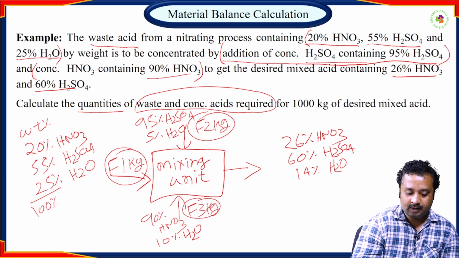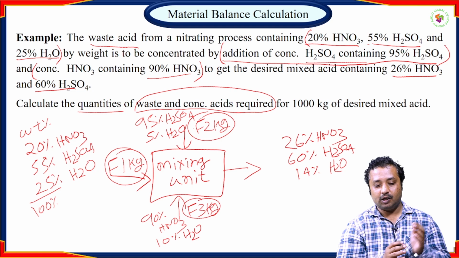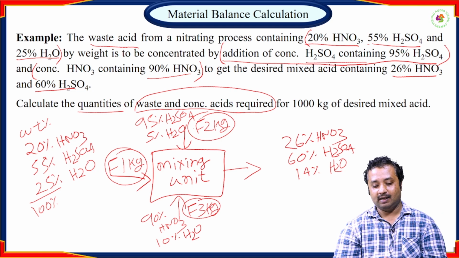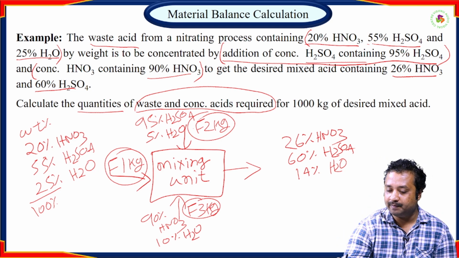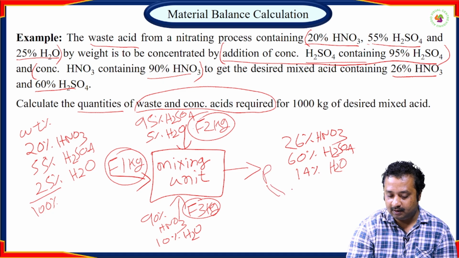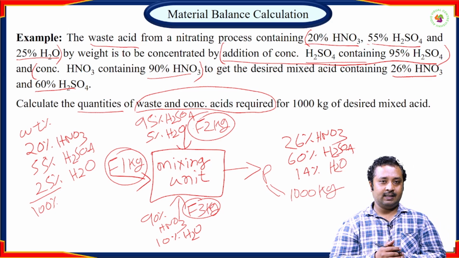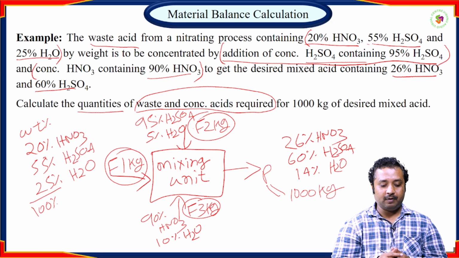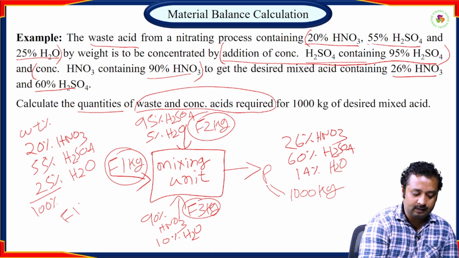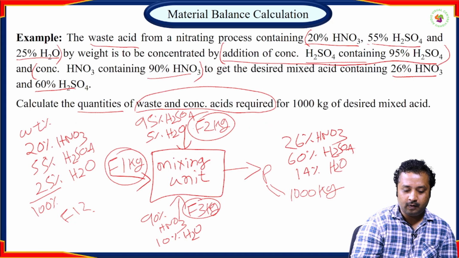Okay, so F1, F2 and F3 are the total quantities of waste acid and concentrated acids needed to get the desired mixture. Desired mixture means P, and P is already given. P is 1000 kg. This is what is given in the question. And what do we have to calculate? We have to calculate F1, F2 and F3, the amounts of material.